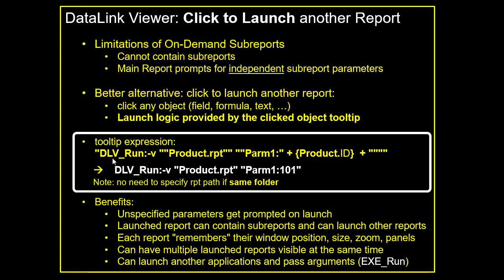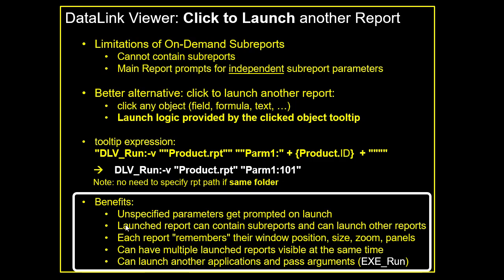All you need is a tooltip expression on the object that you click that looks like the text in white here, and there are several benefits. Unspecified parameters get prompted in the correct time. The launch report can contain subreports and can also launch other reports. Each report remembers their window position, size, zoom, and panels. You can have multiple launch reports visible at the same time. And one thing I did not demonstrate here is that you can also launch another application and pass arguments to it using exe run instead of dlv run.